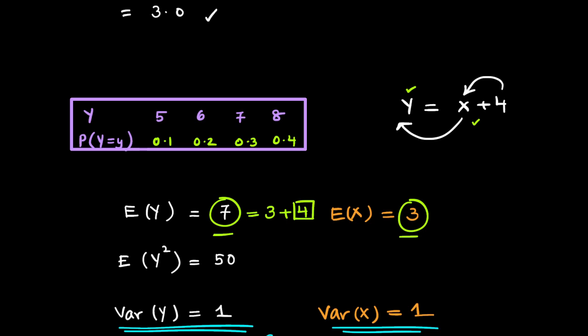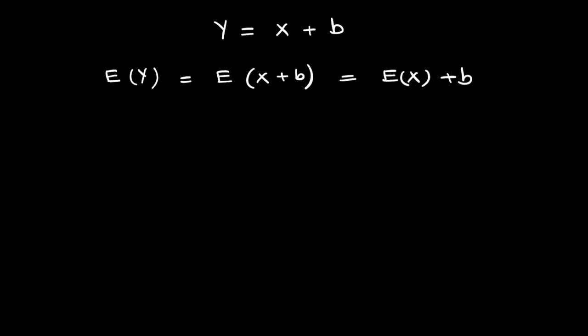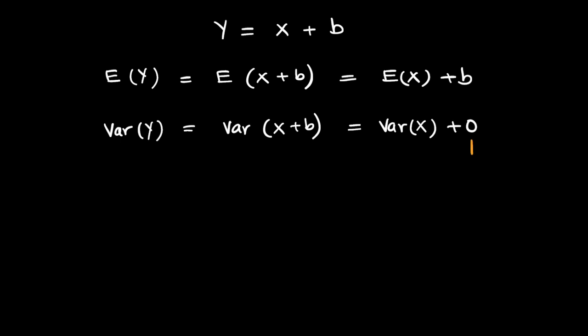That's the first thing. Now, what about the variance? Variance of y, that equals variance of x plus b, which is variance of x plus 0. When something is added, the variance is unchanged. Now keep in mind, we are adding a constant. That constant b could be a positive constant, that could be a negative constant. It does not make any difference.